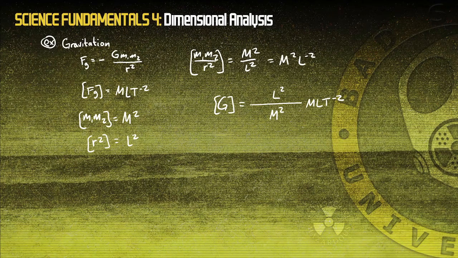And technically you could stop here because the units of g is newtons, and then you have meters squared per kilogram squared times newtons. So length squared at the top is meter squared, and then mass squared at the bottom is kilogram squared times newtons, and you're done.